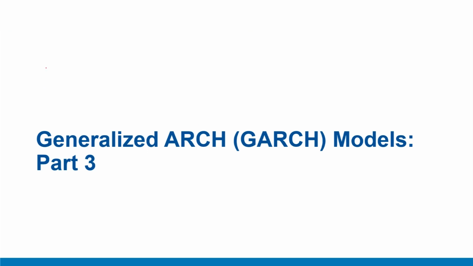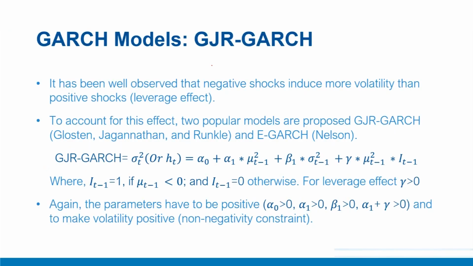In this video, we'll conclude our discussion of GARCH family models by introducing two models, the GJR model and the eGARCH model, that try to overcome the shortcomings. One, they help us model the leverage effect, and second, they address the negativity constraints on model coefficients. So we start the discussion with the leverage effect, and it has been well observed that negative shocks induce more volatility than positive shocks, as we discussed earlier, and we gave it a name, leverage effect.